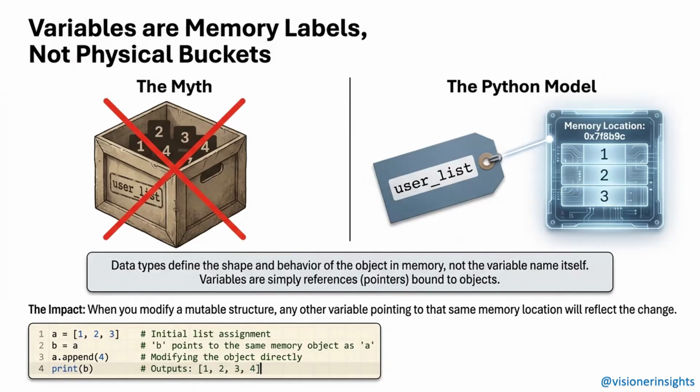When you say B is equal to A, you are not making a copy of that list. All you're doing is slapping a second label B onto the exact same list object in memory. And that's why, when you change the list using A, you see that change when you look at B. They're both just pointing to the same thing.